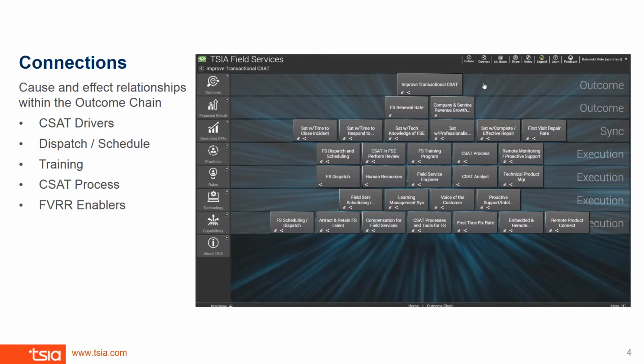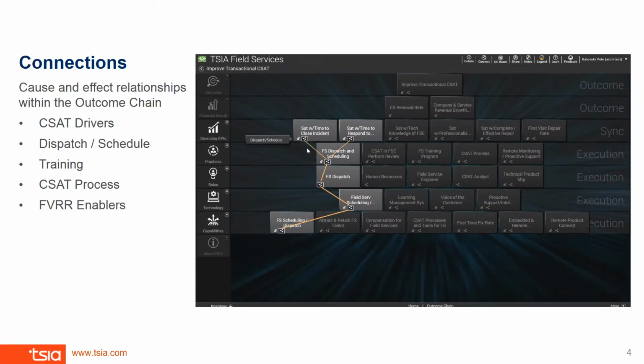Within the outcome chain, there are a number of connections that show important cause and effect relationships. These connections can all be found here. I'll highlight a few of them just to give you an idea on how to use these connections. So by looking at the operating KPIs, if we want to take a look at some of these cause and effect relationships, we can click on the connection tab and see that in this particular instance, for satisfaction with time to close an incident and time to respond to an incident, we see practices in place related to field service dispatch and scheduling, who's involved, and the technology platform that you'll need to support that implementation.